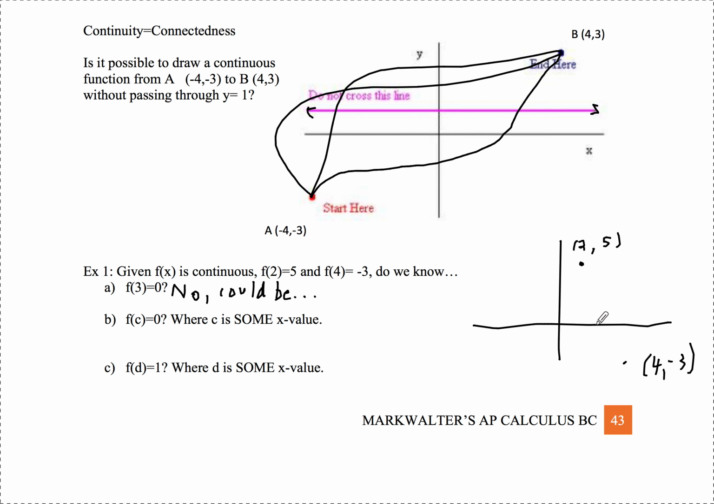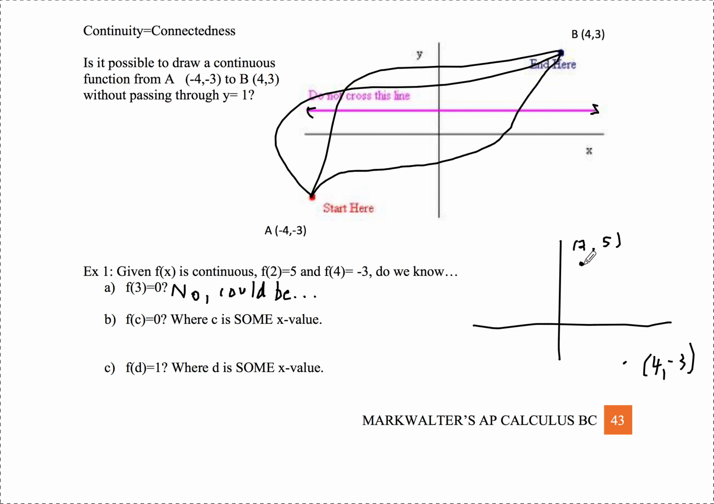Maybe f of 3 is 0, right there on the x-axis. How about f of c equals 0 for some c, where c is some x value? In other words, does there have to be some x value where the function is 0? Yes, it does. If I'm going to go from an output value of 5 to an output value of -3, does there have to be some place where the output value is 0?